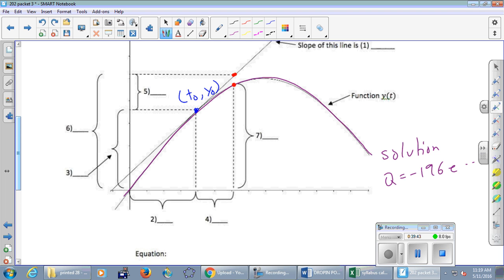Let's start with number 2 down here at the bottom. What symbol for that distance represented by number 2? That's t sub 0. That's the original t value. How about number 3? That's the y sub 0. Okay, now we're looking for a symbol for number 4 here. It is a small change in t. Delta t seems like a reasonable symbol to put there.